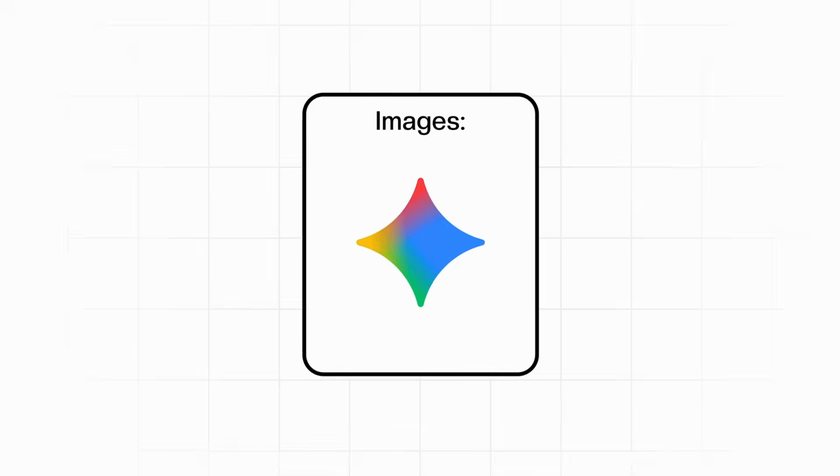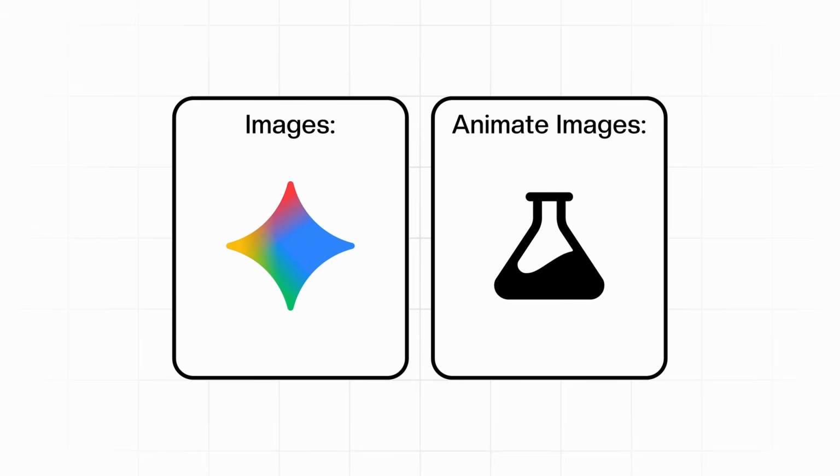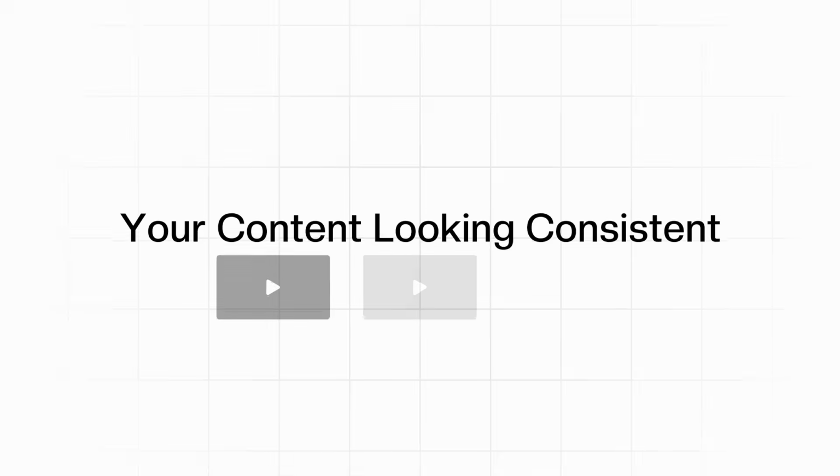To do this, we're going to be using Google Gemini for the images, Google Labs because it's the cheapest model out there for AI videos to animate these images, and a custom Gemini gem that you're going to be setting up yourself, and that gem is going to be what's keeping your content looking consistent from scene to scene.